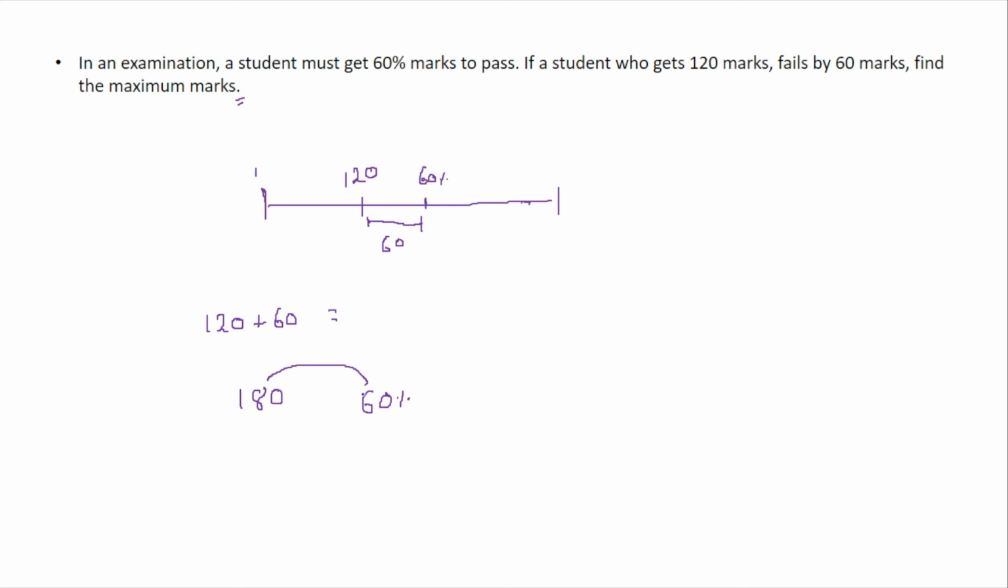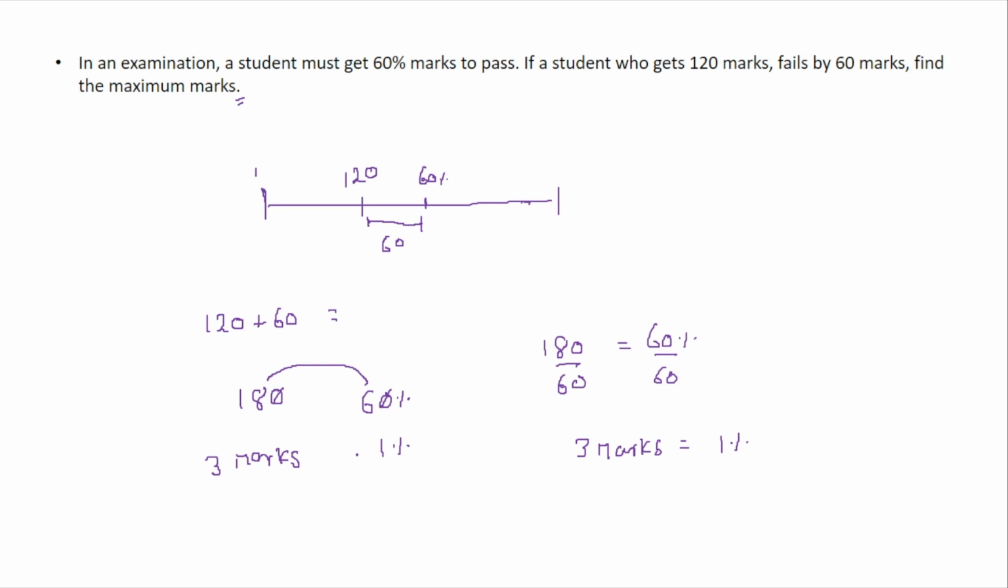So from here you can find the value of 1%. Yes, you can find out by dividing. So 180 marks is equivalent to 60%, right? So if you divide by 60, this becomes 1%, right? You divide by 60 and this also by 60. So this becomes 3 marks and this becomes 1%. So you will come to know that 3 marks is equivalent to 1%, right?